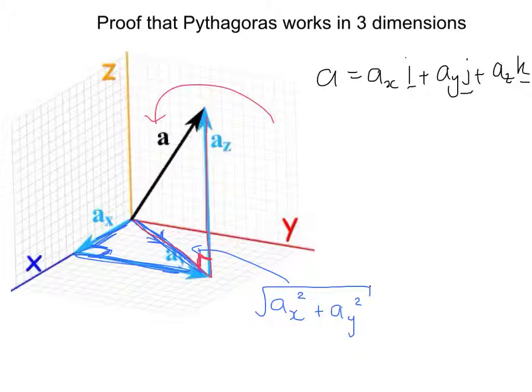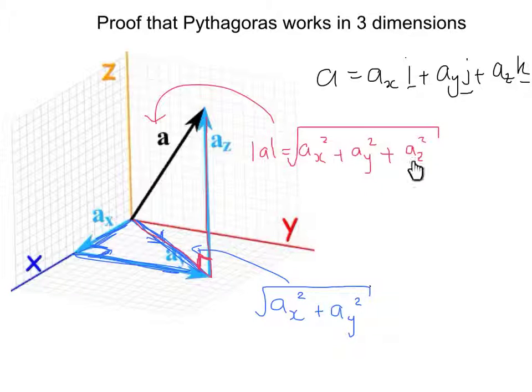So we can now use that right angle triangle to get an equation for mod A. The length of A is equal to, well, it's this length squared, which is AX squared plus AY squared, and then we've got this bit here, so we've had that squared, now this squared, that's AZ squared, and then the whole lot, this squared plus this squared, square rooted, is equal to the length of A. And then that's the 3 components. That's your X component, Y component, Z component.